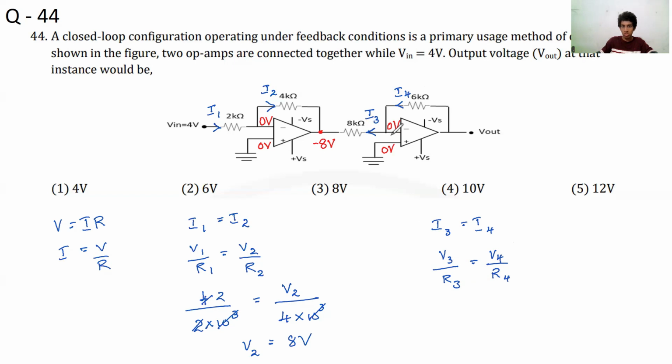So V3 is equal to 0 minus 8 volts. So that is 8 volts divided by 8 into 10 to the power 3, and that is equal to V4 over R4. We should find the value of V4, and R4 is 6 into 10 to the power 3. So 10 to the power 3 cancels, and 8 cancels. Therefore, V4 is equal to 6 volts. So here also, as the current flows from a higher potential to a lower potential, the voltage at this point will be 6 volts. So therefore, the output voltage is 6 volts. So the correct answer is the second one.